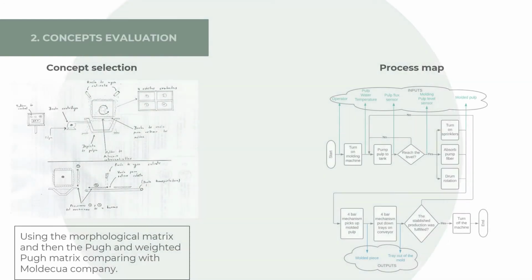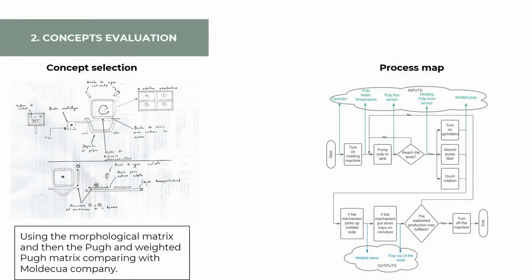Using the Pugh matrix and the weighted Pugh matrix according to the QFD, and comparing it with the Moldica company located in Colombia, we obtain the concept corresponding to the figure. Once the system and subsystems are found, the process map with its inputs and outputs is made.